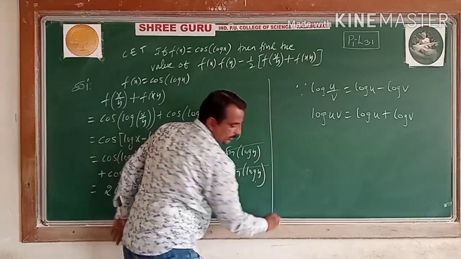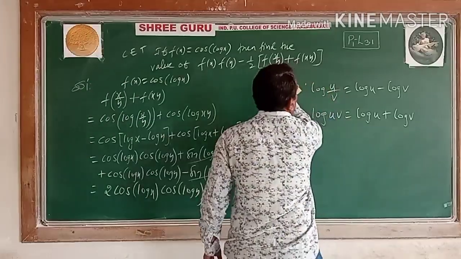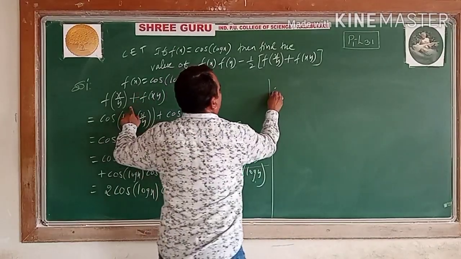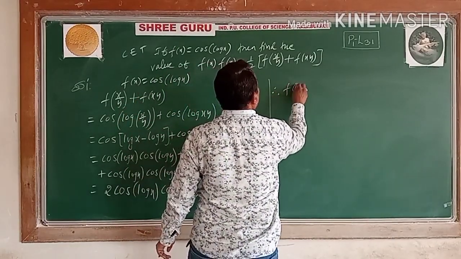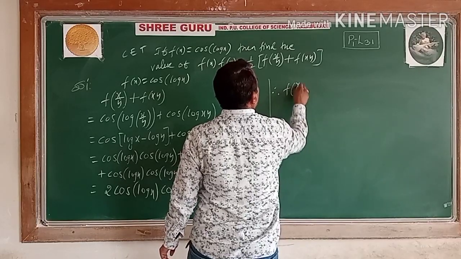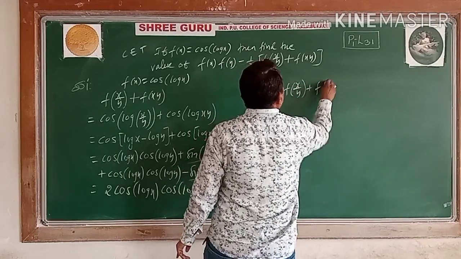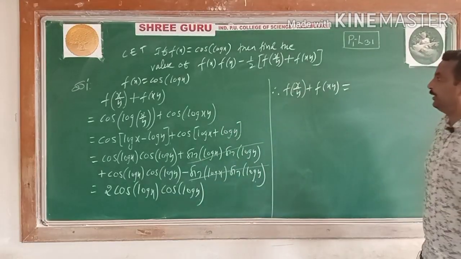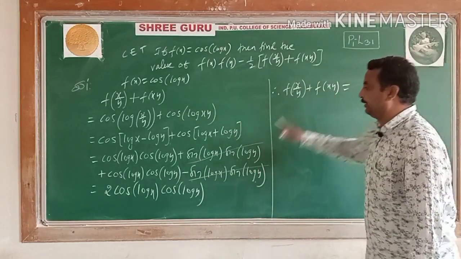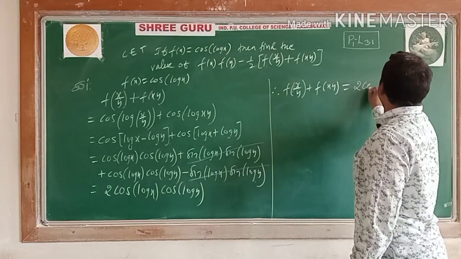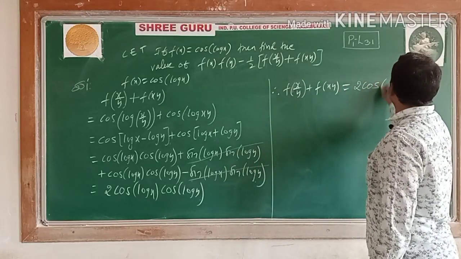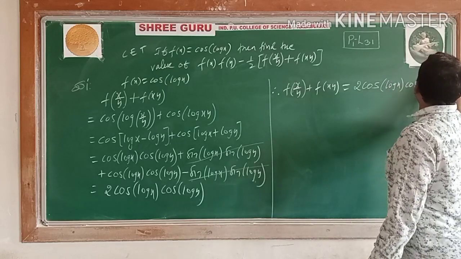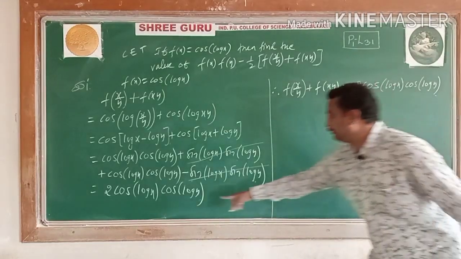See, students, here what remains is this. Here I will remove this one. What remains is what we have calculated. Therefore, what are we calculating? f of x by y plus f of x into y, you are calculating. How much do you get? 2 times cos of log x into cos of log y, it is. Or you get this much.